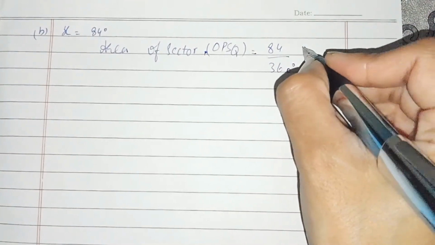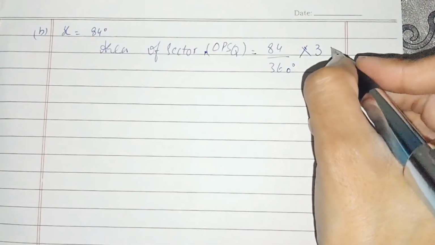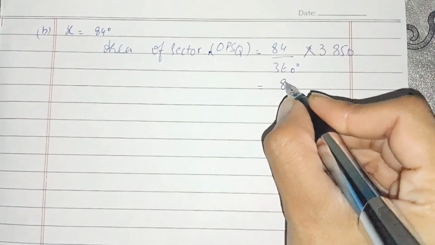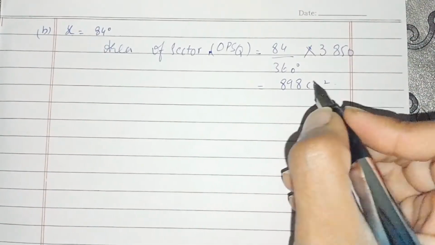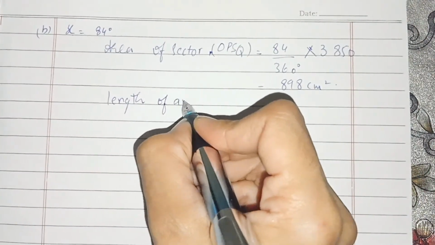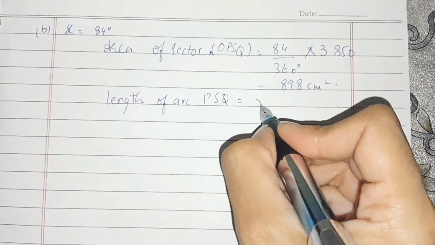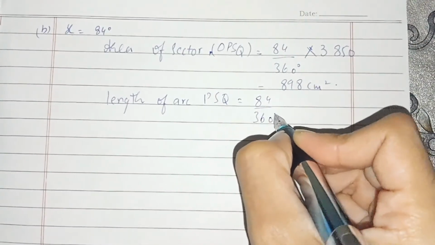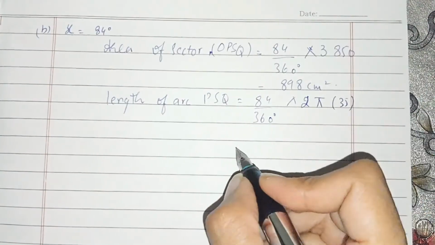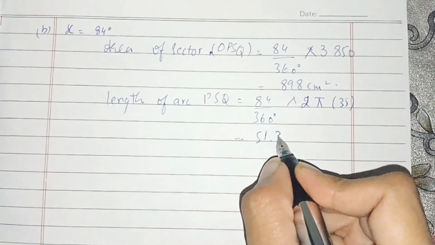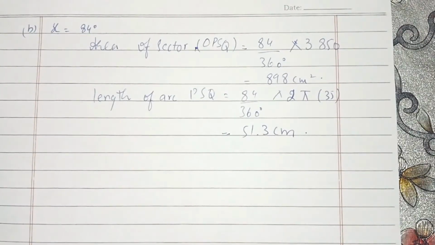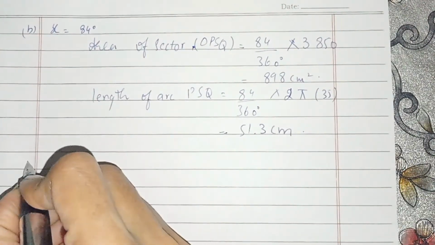You know the value of pi r square, the area of circle, which is equal to 3850, and by solving it we get the answer 898 centimeter squares. And length of arc PSQ is 84 divided by 360, and 2 pi r with r is 35. By solving it, we get the answer 51.3 centimeter. Again, in this question, only the value of theta is changed and the remaining process is the same.